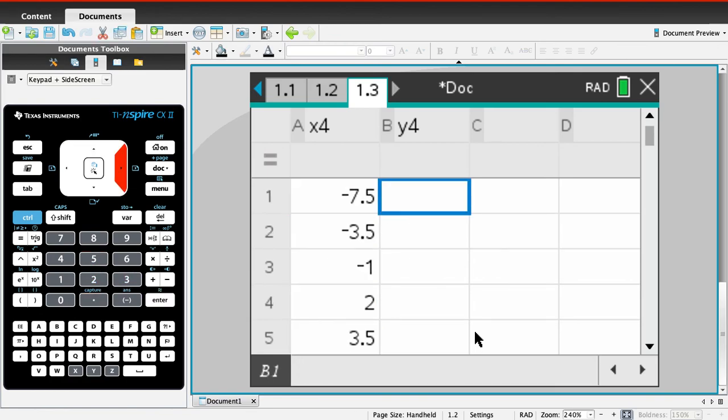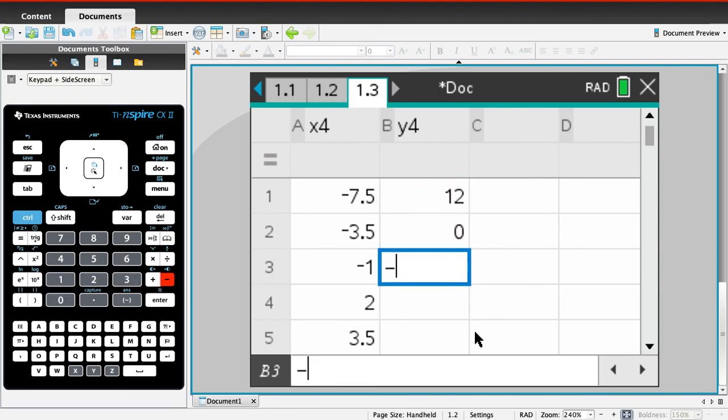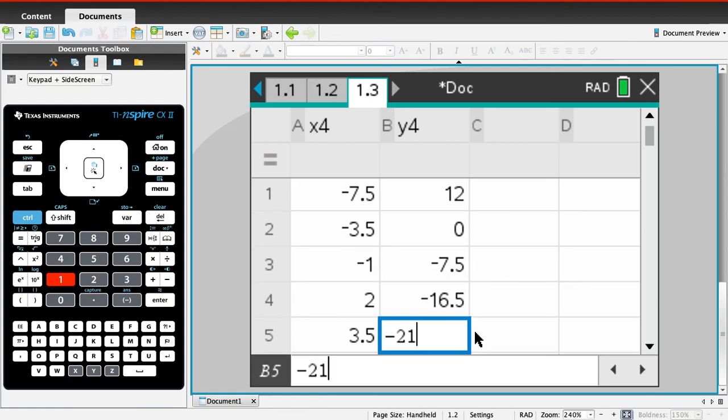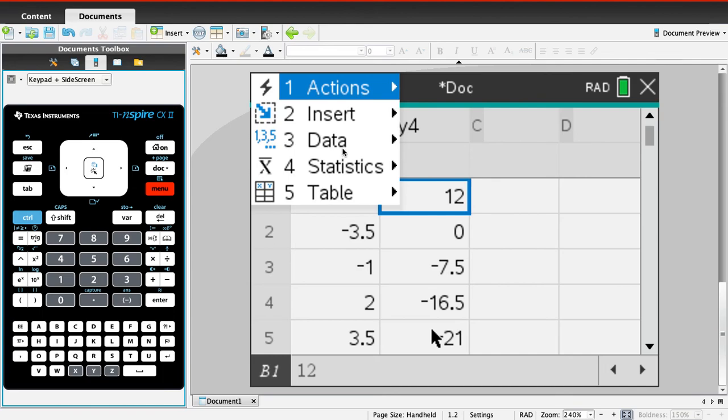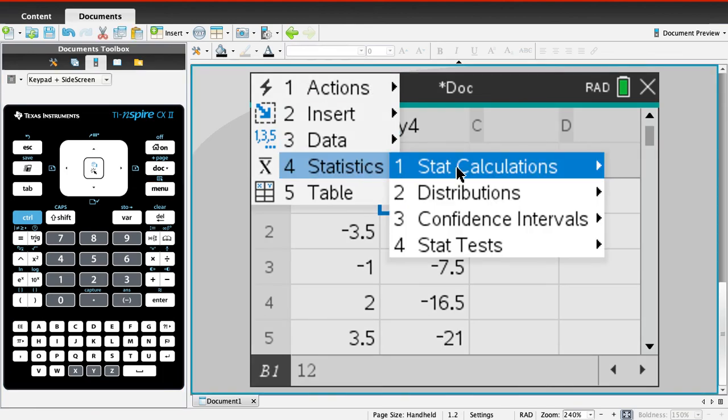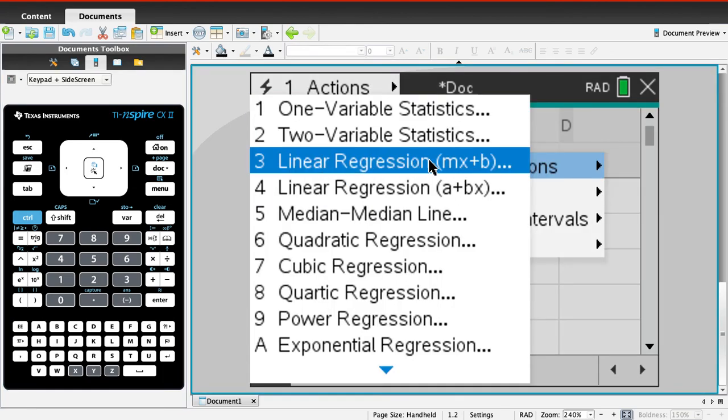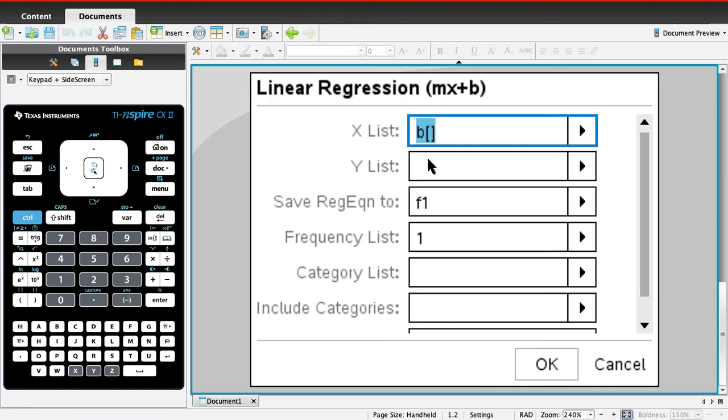And I'm going to type in their associated y values. 12, 0, negative 7.5, negative 16.5, negative 21. All right. So now I have all of that information. I'm going to go ahead and run my regression. Menu, statistics, stat calculations, linear regression, y equals mx plus b.